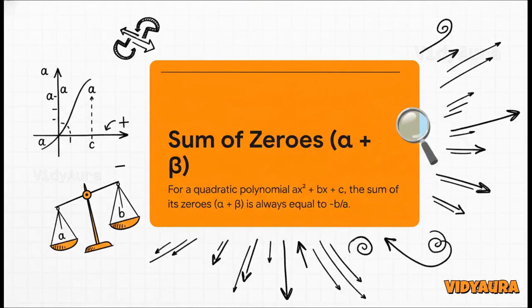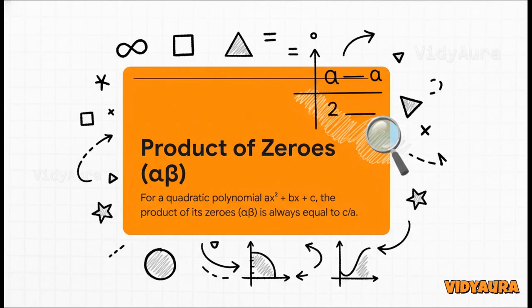For any quadratic polynomial out there, if you take its two zeros, let's just call them alpha and beta for now, and you add them up, their sum will always be equal to the negative of that b coefficient divided by the a coefficient. You don't even have to find the zeros to know their sum. It's incredible. And it doesn't stop there. If you take those same two zeros and multiply them, their product will always equal the c coefficient divided by the a coefficient. These two simple formulas are like a massive shortcut. They're unbelievably powerful.